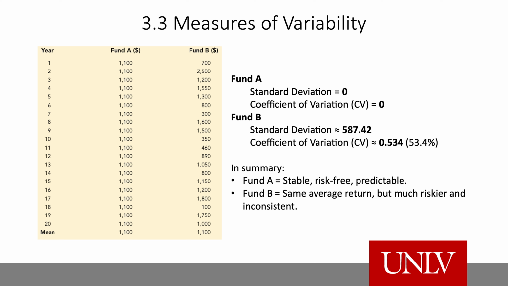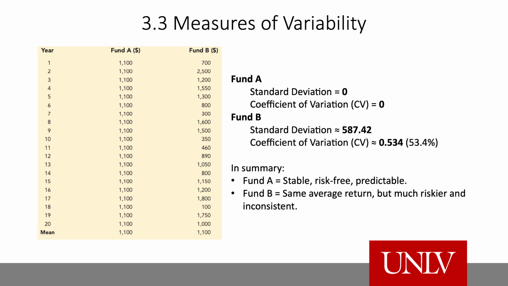And the coefficient of variation measures relative risk per unit of the return. So for fund B, since the CV is about 53.4%, that means the variation is more than half of its mean return. And this indicates high risk relative to its expected return. So we can have a conclusion that fund A is very stable, risk-free, and predictable. However, fund B has the same average return, but is much riskier and inconsistent.